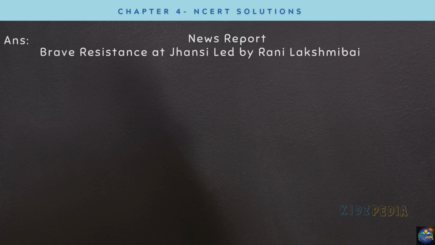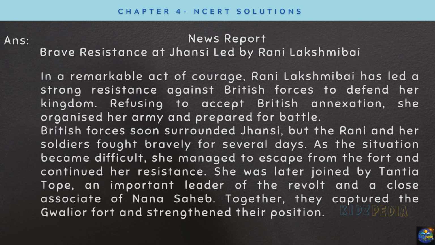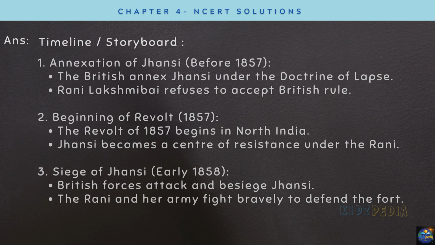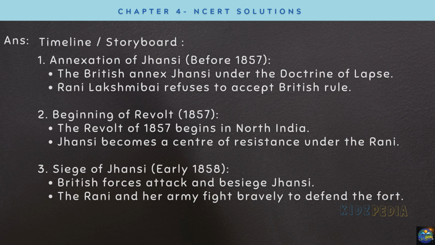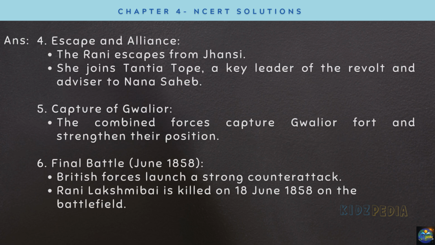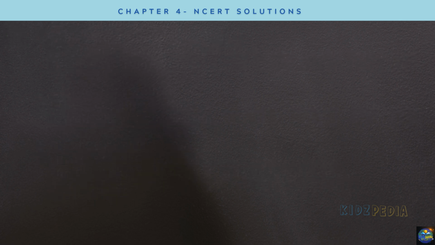So now you have to imagine yourself as a reporter in 1857 reporting on the rebellion at Jhansi led by Rani Lakshmibai. You need to write a short news report describing the events, and to make it clear and organized, you should also create a timeline or storyboard showing how the rebellion began, how it spread, and how it ended. Make sure to mention the key events and leaders involved.